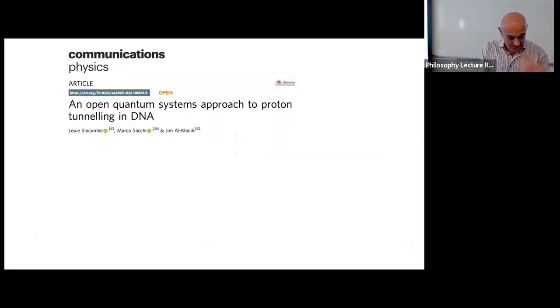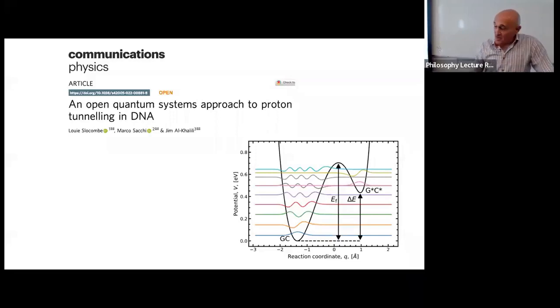The paper only came out last week in Nature Communications Physics. Again, Louis Slocum, now a postdoc, has taken the next step to see the importance of proton tunneling. This potential is essentially a curve fitted to the parameters that we get from the density functional theory calculation.